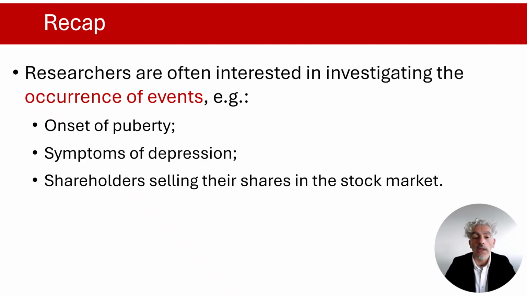The other key precursor to survival analysis is identifying the start of time. When we are interested in events occurrence, we need to identify a point where all the participants in a study are in only one status, so they haven't experienced the event yet. In the puberty example, we need to identify an age when all the participants had not yet started puberty.